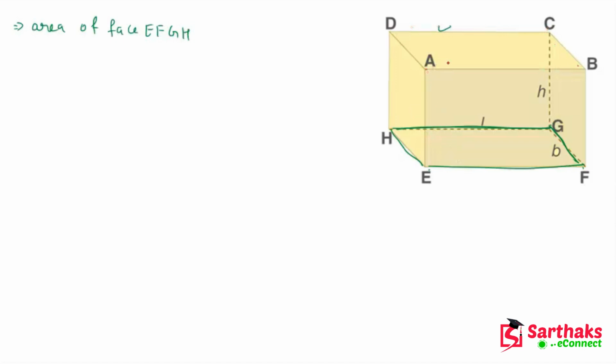is also equal to the area of ABCD, because these two faces are opposite to each other and equal in area. So we can write: area of face EFGH is equal to area of face ABCD. This is equal to length into breadth.